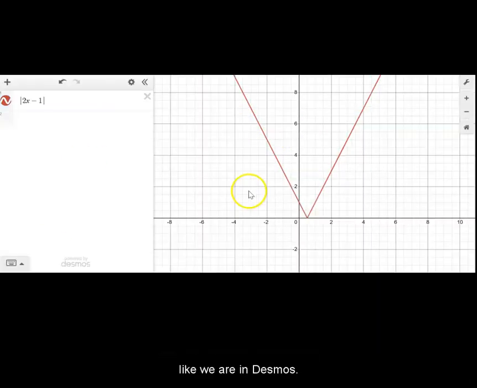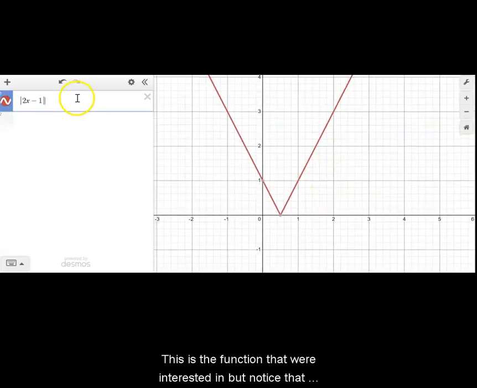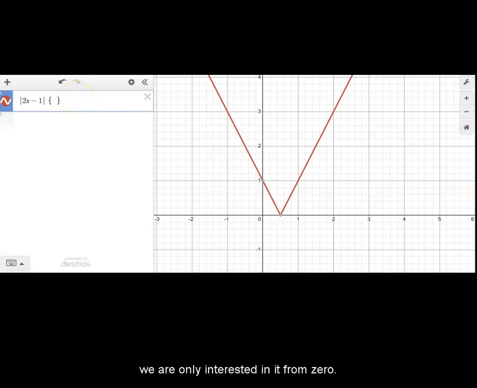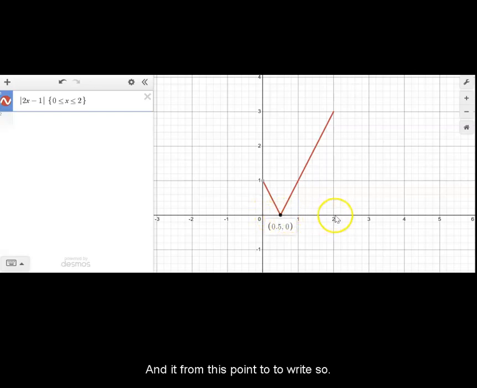So to visualize this, we are in Desmos. This is the function that we're interested in, but notice that we are only interested in it from 0 to 2. Okay, so I want to find the area under this curve. So from here, notice that it's two different functions. It's continuous, but it's two different functions. So I want to break it down to an integral from 0 to this point, and then from this point to 2, right?